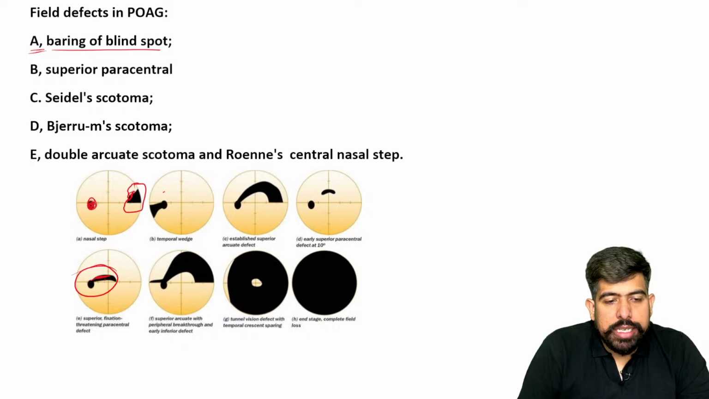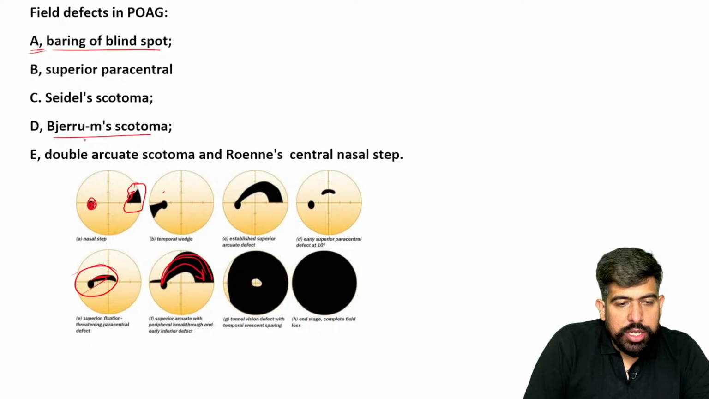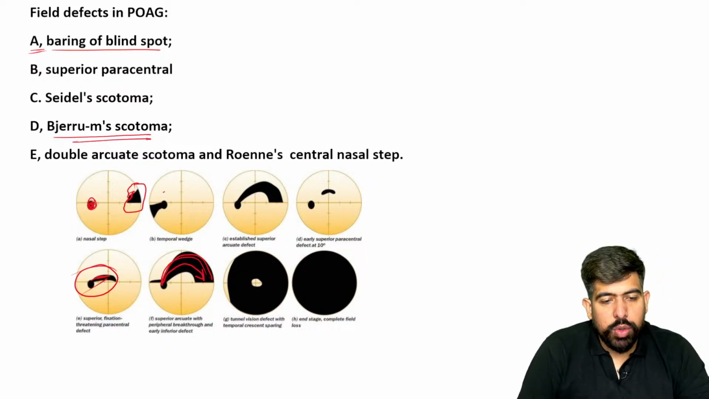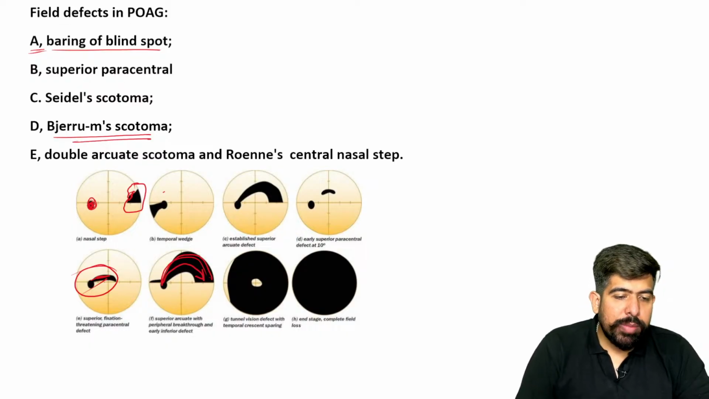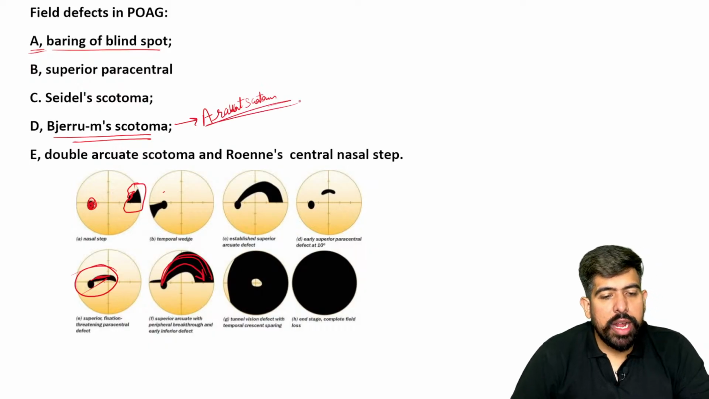Now if this nasal step and the superior paracentral scotoma both join together like this, it is known as Bjerrum's scotoma. It is also known as arcuate scotoma. This is also known as arcuate scotoma.